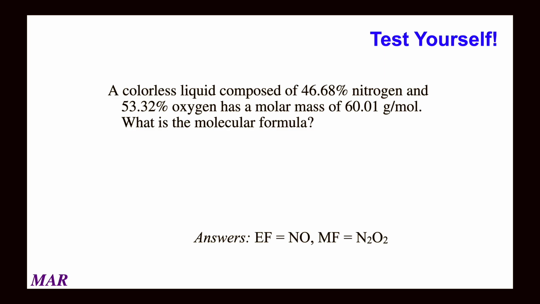This is a liquid. It's a nitrogen-oxygen compound: 46.68% nitrogen, 53.32% oxygen. And the molar mass of the whole thing is 60.01. What's the molecular formula? And along the way, you're going to need the empirical formula. Now, I'm going to let you figure this one out on your own. But if you've done it correctly, the empirical formula comes out to be NO, 1 nitrogen and 1 oxygen, and the molecular formula N2O2. If you don't get these numbers, you let me know and we'll go through it.